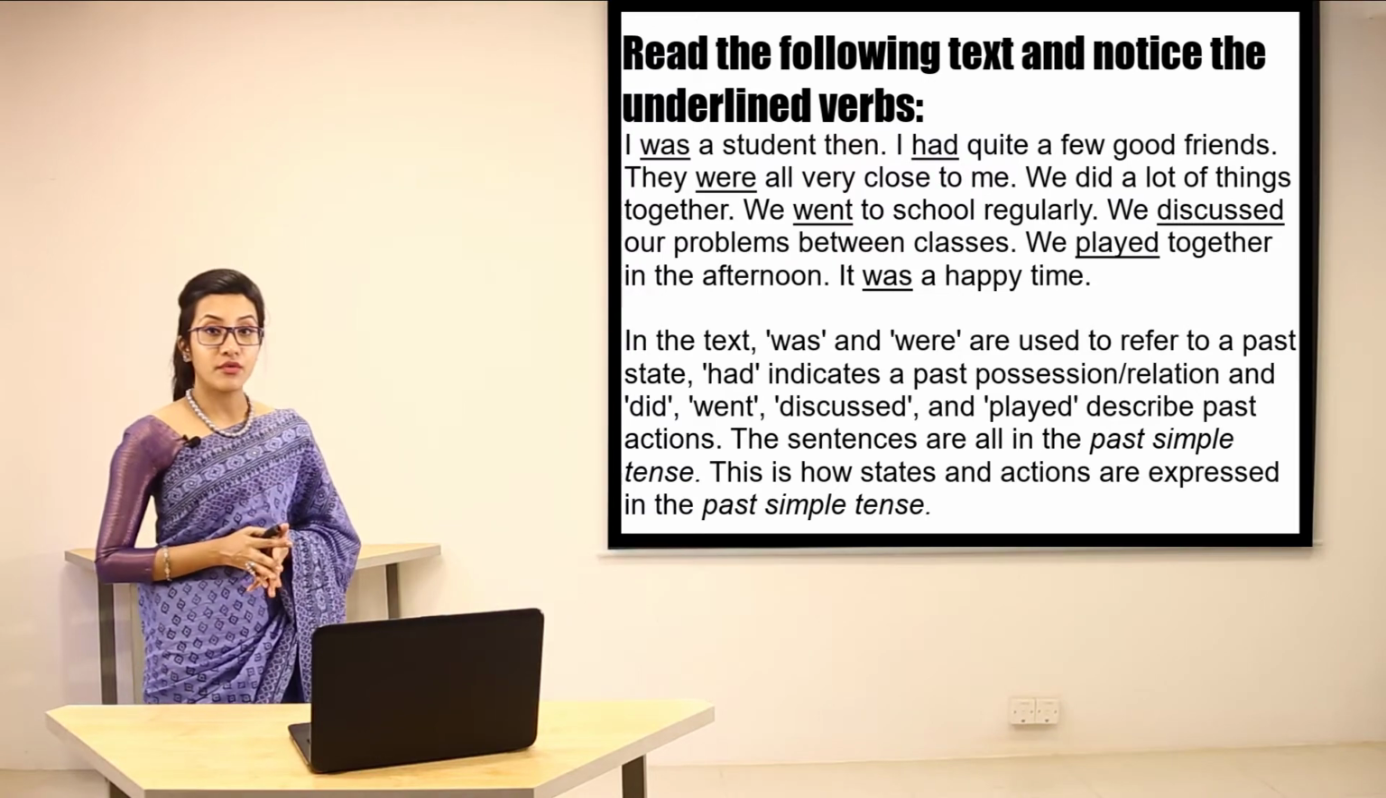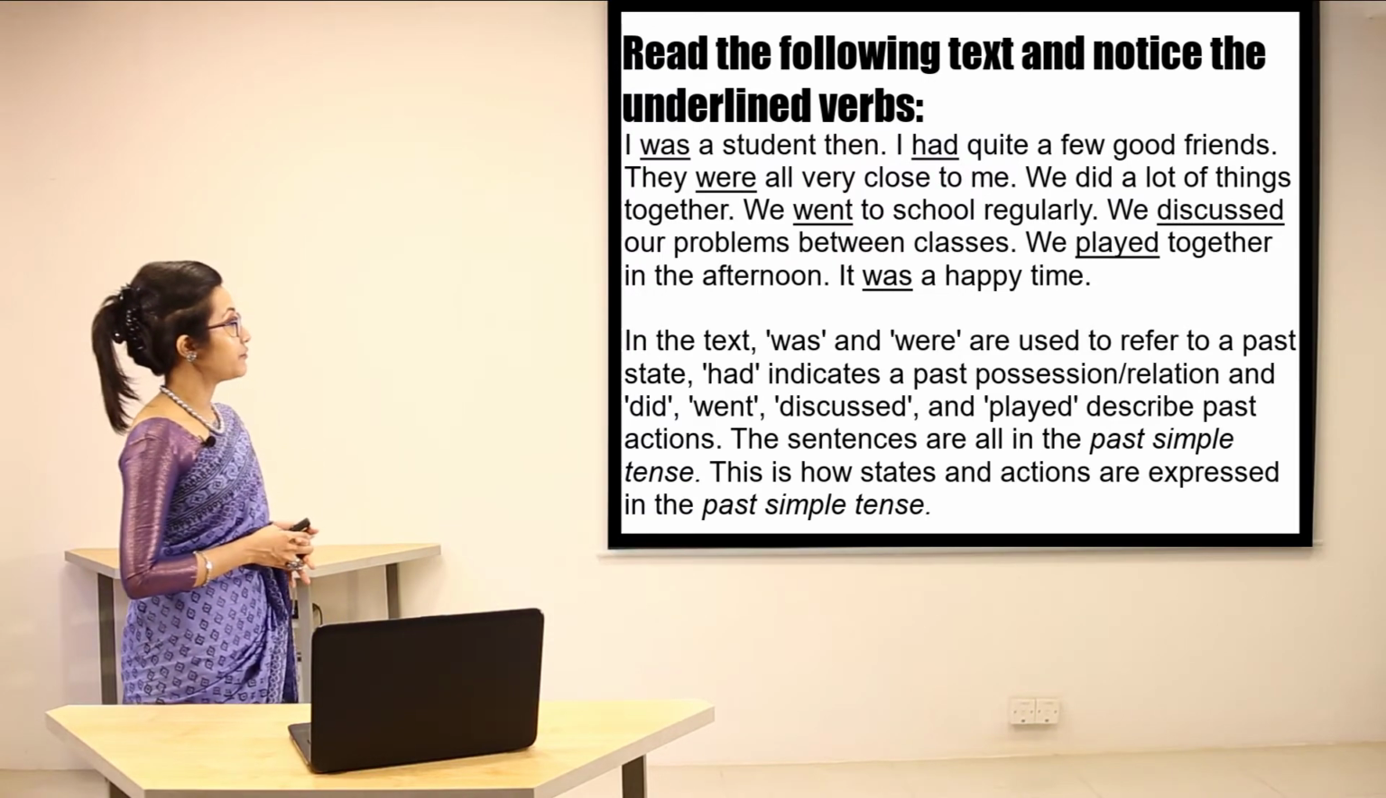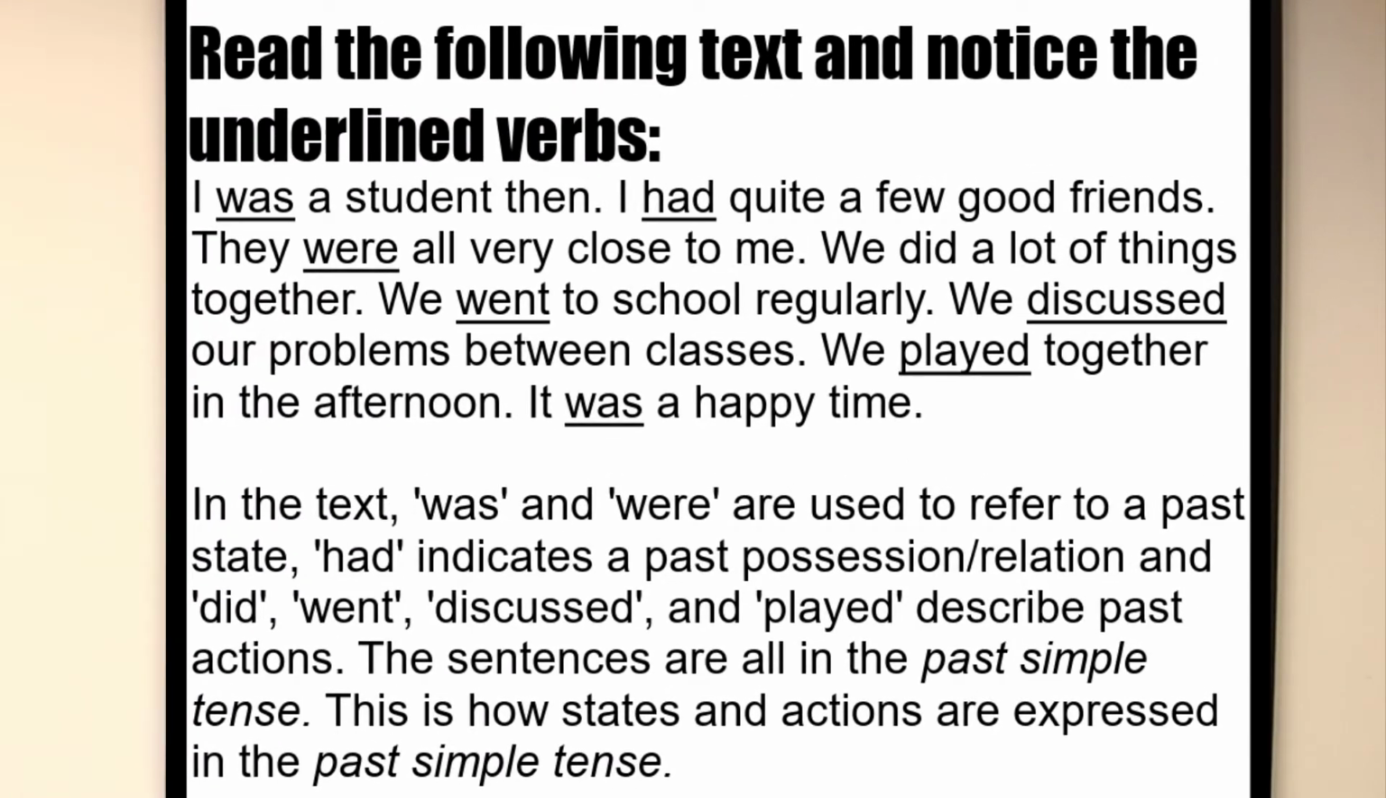So let's read the following text and notice the underlined verbs. I was a student then. I had quite a few good friends. They were all very close to me. We did a lot of things together. We went to school regularly. We discussed our problems between classes. We played together in the afternoon. It was a happy time.